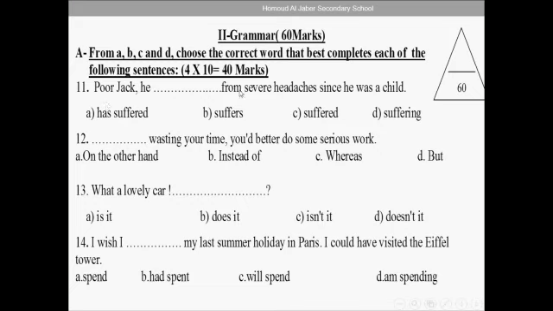Poor Jack, he from severe headaches since he was a child. Here we have a keyword, which is since. You have to notice that word because it's the key to the answer of the question. As we all know, since is one of the key words of the present perfect tense. So here I have to use has suffered or suffers, suffering. Once I see the word since, because we have just, already, ever, never, since, for, yet, these are all key words for the present perfect tense. So the answer will be has suffered. This is the correct answer.